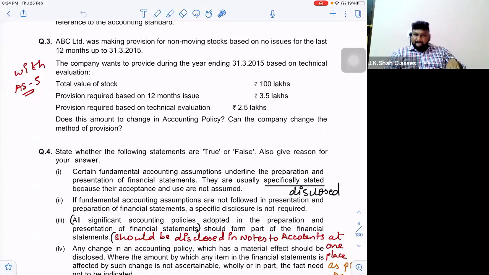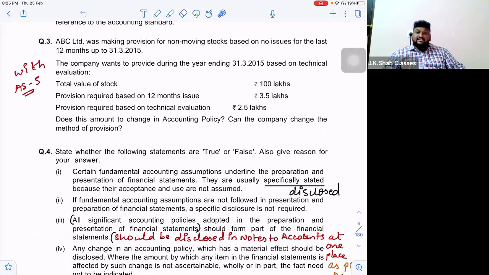Now, sir, please understand. Here, the policy is that you have to provide for non-moving stocks, right? And the calculation of these amounts is called estimation. So here, it is not a change in policy, rather it is a change in estimate, meaning you are changing the estimations. Earlier, you were estimating based on no issues for the last 12 months, and now you are estimating on the basis of technical evaluation. But you are creating a provision for non-moving stocks. So technically, you are not changing any policy. You are just changing the estimations. So this is a change in accounting estimate.